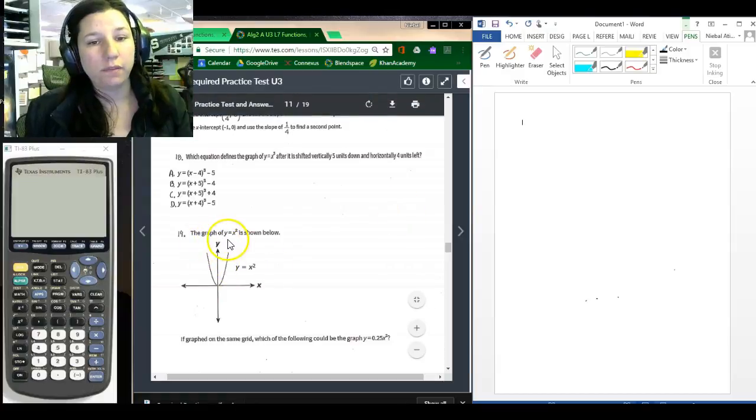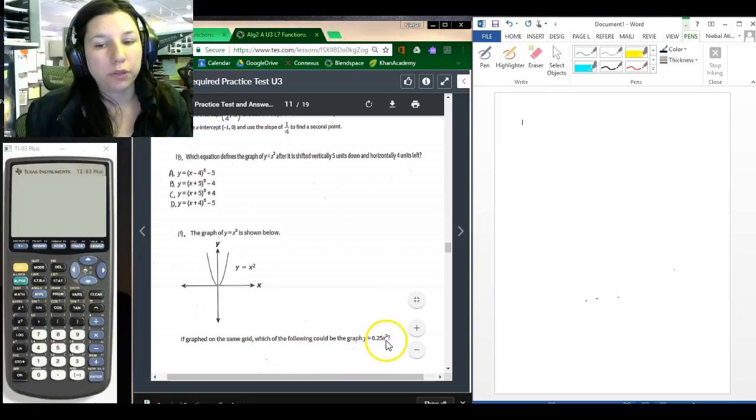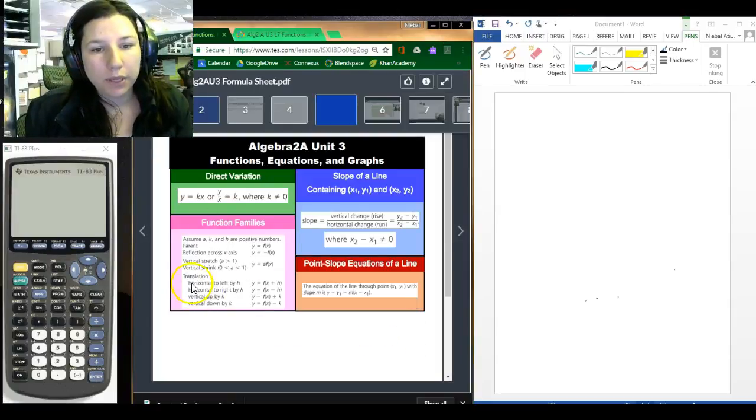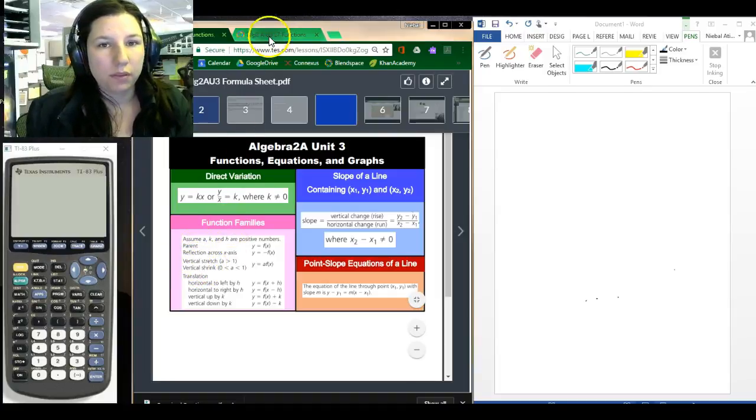Number 19, the graph of y equals x squared is shown below. If graphed on the same grid, which of the following would be the graph of y equals 0.25x squared? So it's really asking you, how does this 0.25 change our graph? And we can see, again, go to your formula sheet.